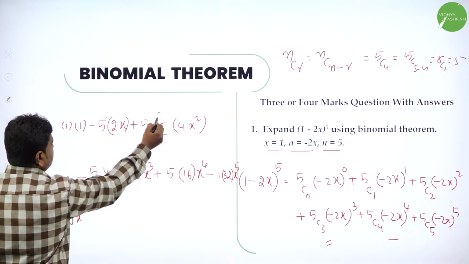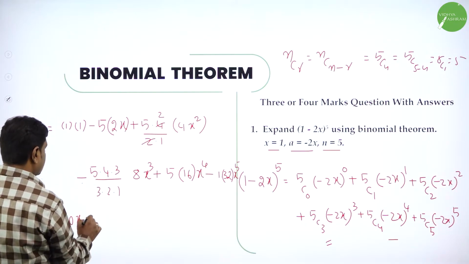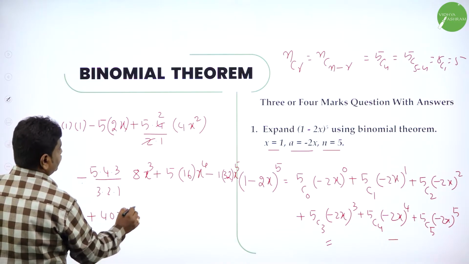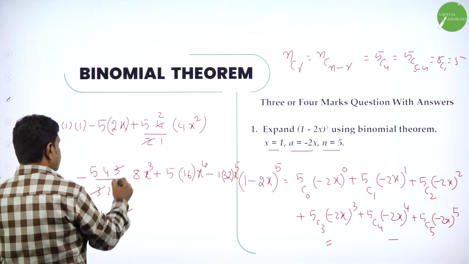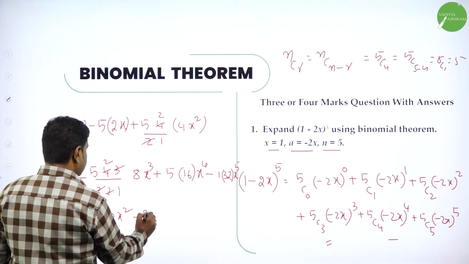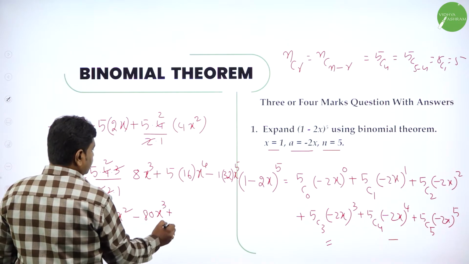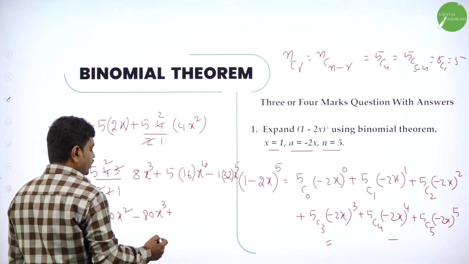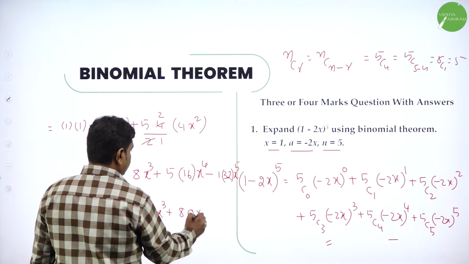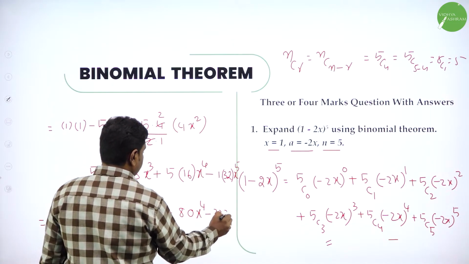2 1s are 2, 2 2s cancel, 5 2s are 10. Plus 10 into 4, 40x square. Then 3 3 cancels, 2 1s are 2, 2 2s are, 5 2s are 10, 10 8s are 80, minus 80 x cube. Plus 16 into 5, so that is 80 x power 4 minus 32 x power 5.